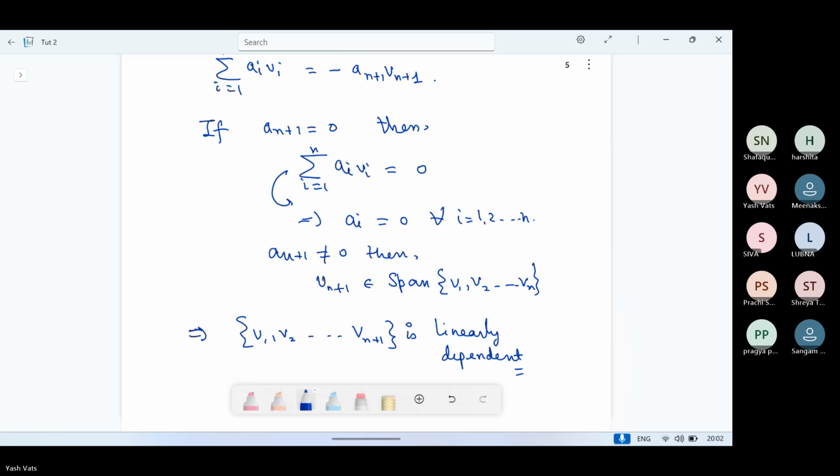Yeah, I think so. Ultimately, this v_{n+1} is lying in the span, so this set should be linearly dependent. That should be a proof for that.